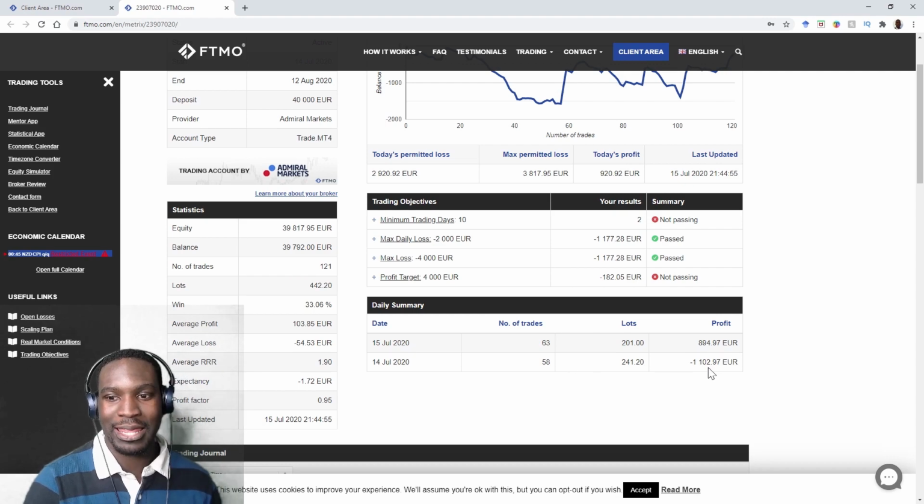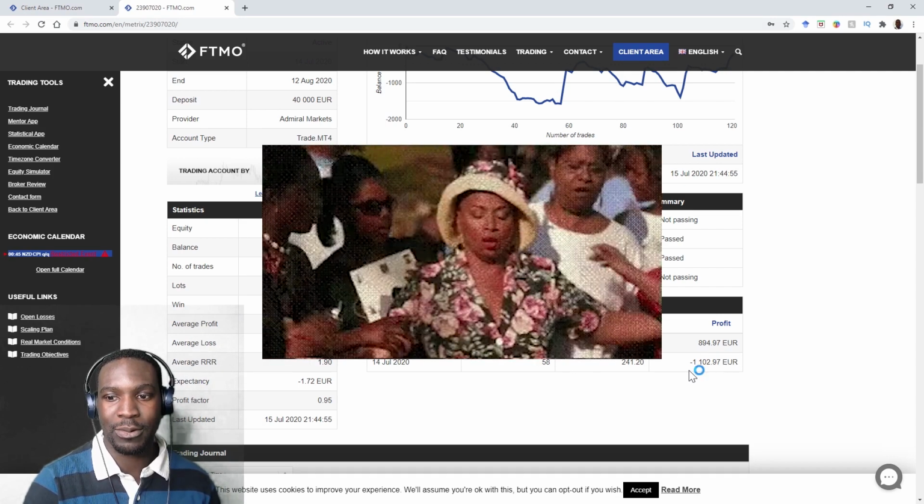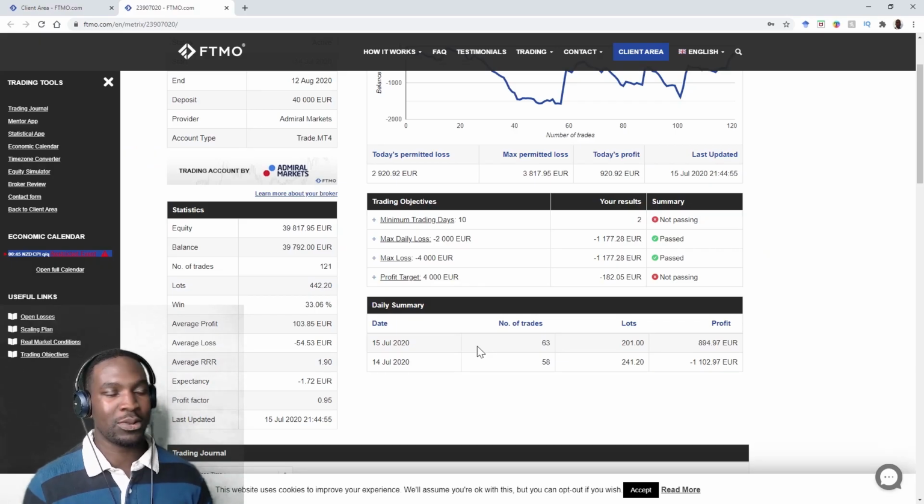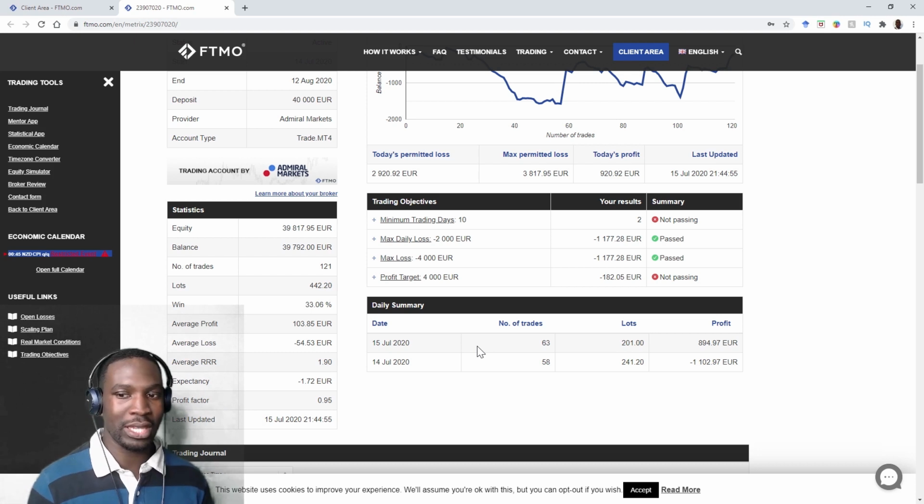Day one, I lost £1,102. Day two, I made £894. I'm not going to go into the actual technical analysis of the trades I made, because I go over these type of trades in my weekly Sunday live streams. If you want to check my last live stream, I actually went through the breakdown of the stocks I was going to trade. So if you want to check that out, just check my last live stream.